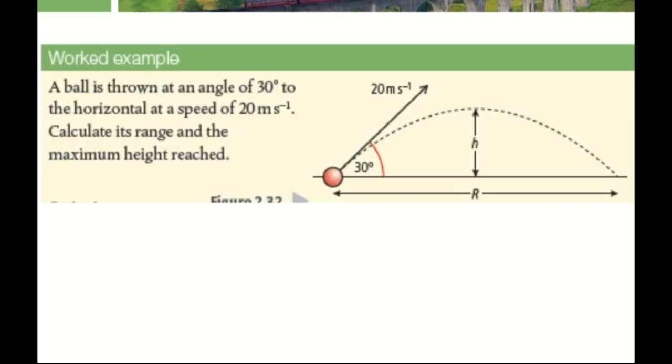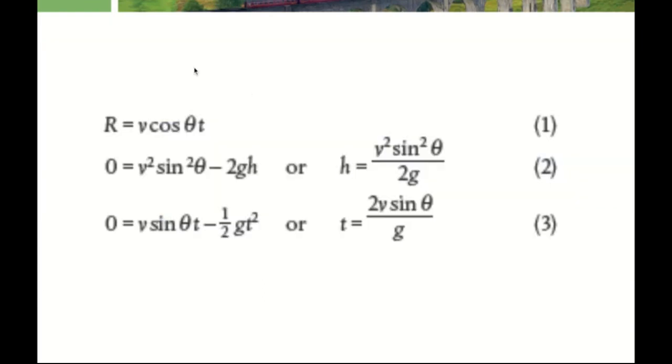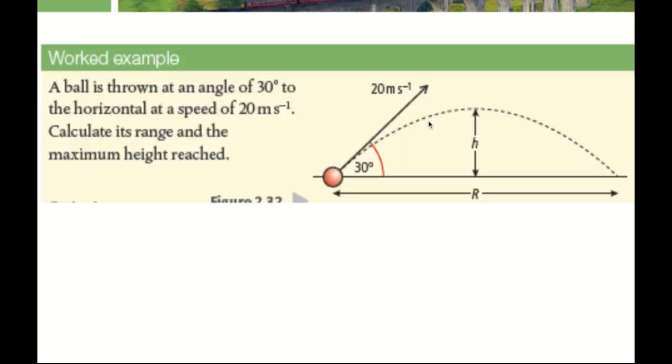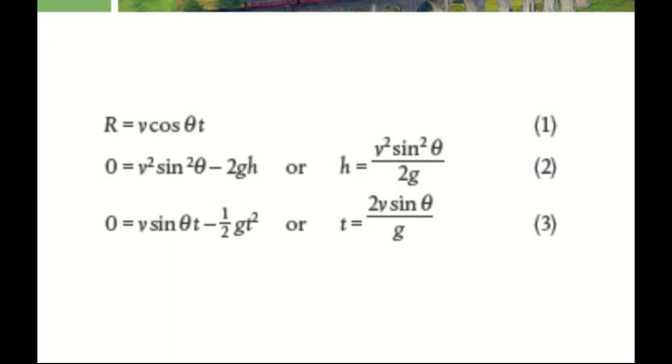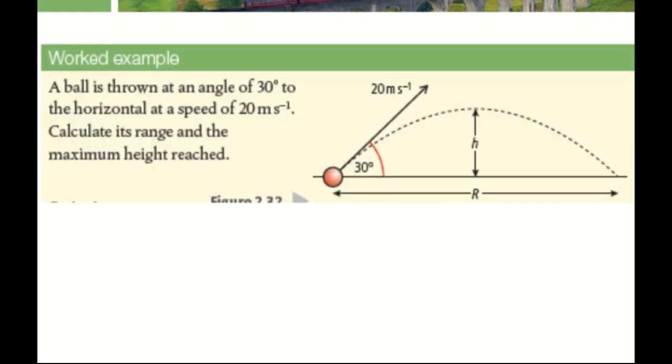So if a ball is thrown at an angle of 30 degrees to the horizontal at a speed of 20 meters per second, calculate its range and the maximum height reached. So we have to use these equations. We have to use our range, and then we have to calculate the maximum height. Well, for range, we need R, V, and a theta and a T maybe. Okay. Well, we have to look at this. All right. Take a second, see if you can figure this out, see if we can type in an answer, and then we'll go over it.